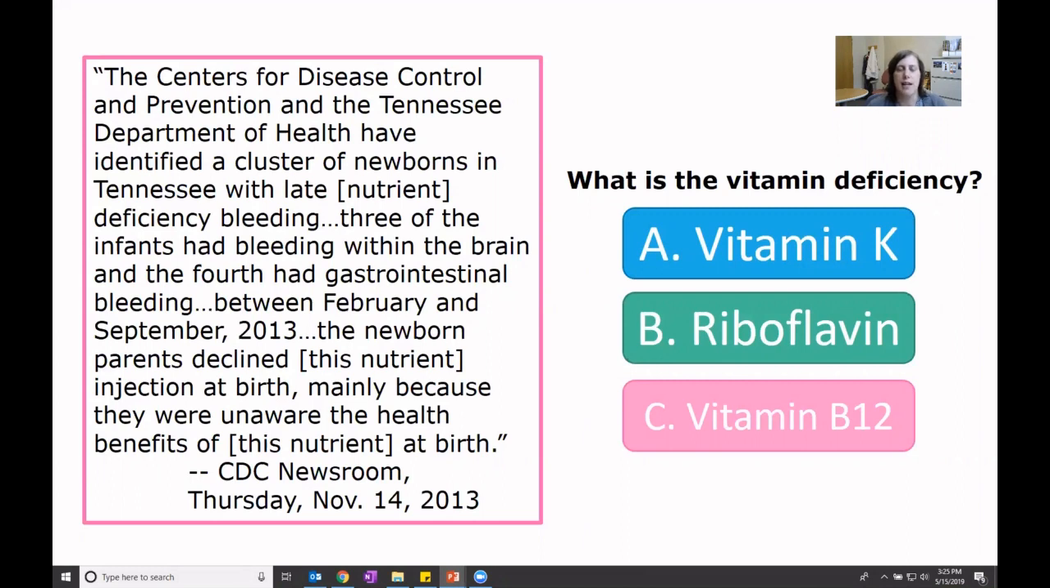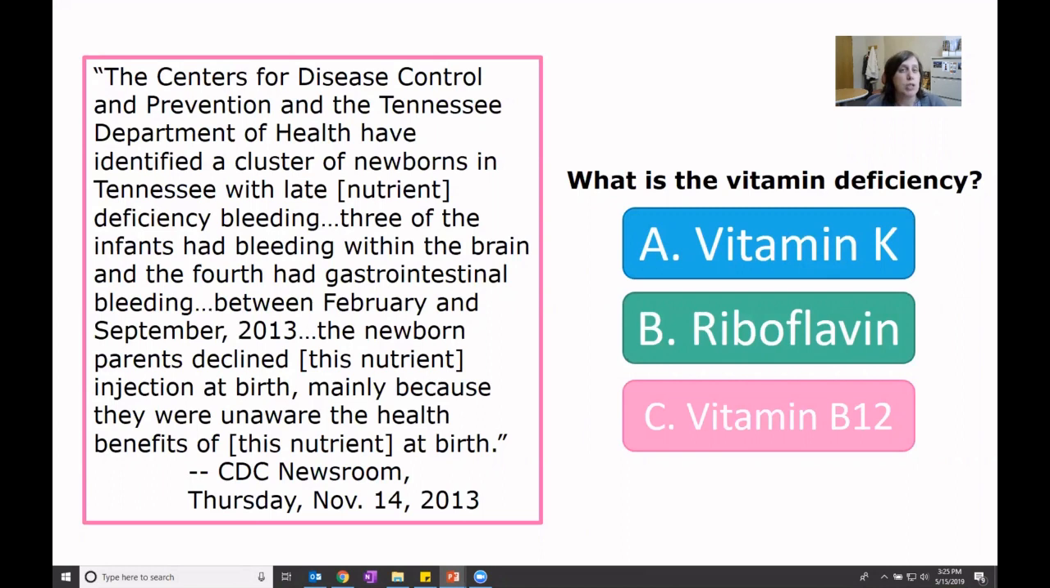So what is the vitamin deficiency related to this? And hopefully you think about each of these nutrients and what their key functions are in the body, as that will really help you to understand what would happen if you didn't get enough of it. Hopefully the bleeding clued you into thinking about blood clotting factors and vitamin K's involvement in that. So the deficiency is related to a vitamin K deficiency.